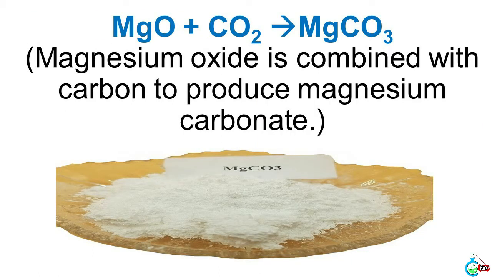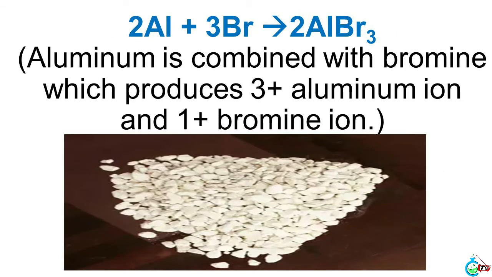MgO plus CO2 yields MgCO3. Magnesium oxide is combined with carbon dioxide to produce magnesium carbonate. 2Al plus 3Br2 yields 2AlBr3. Aluminum is combined with bromine, which produces a 3 plus aluminum ion and a 1 minus bromide ion.